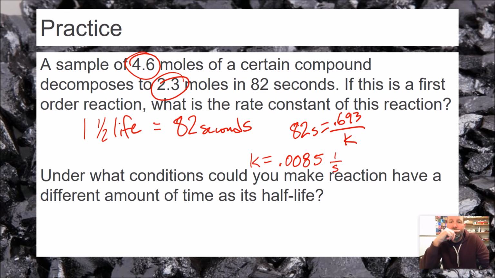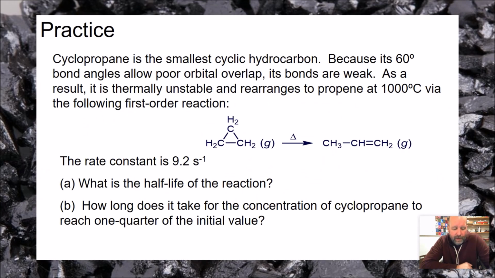Which should make sense if you think about it. What are the units for K? It would be 1 over molarity to the order minus 1, times seconds. In this case, it's first order, so order minus 1 is 0, so it's 1 over seconds. It's always going to be 1 over seconds for a first order reaction, so for a half-life problem. Under what conditions would you make the reaction have a different amount of time as its half-life? You could change the temperature, you could change the surface area, you could change any of those things, but not the concentration.